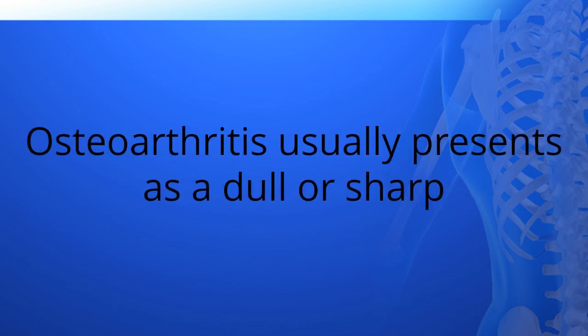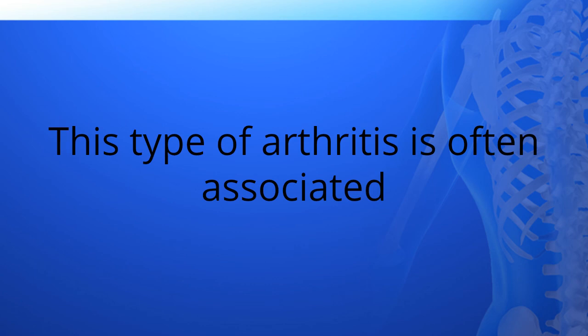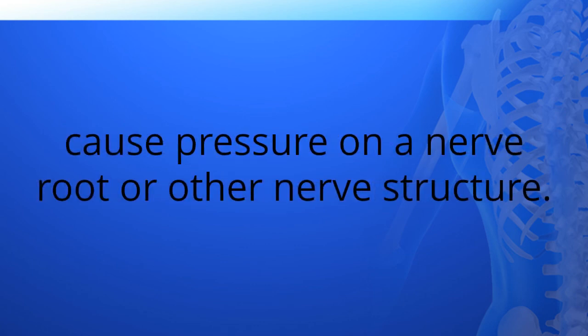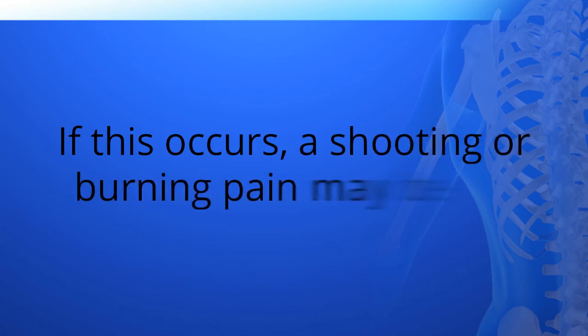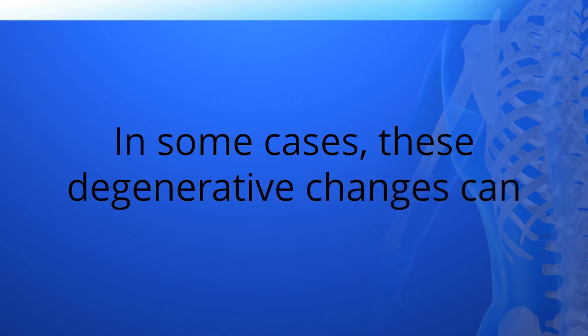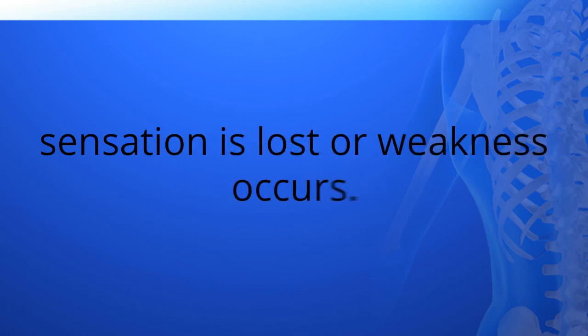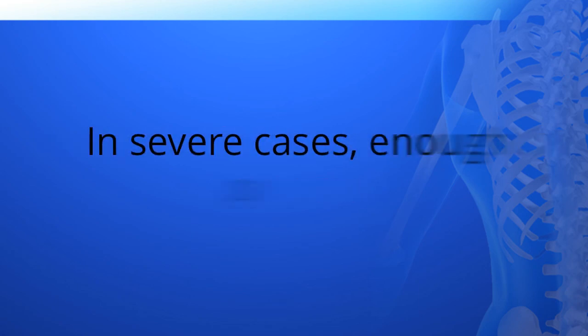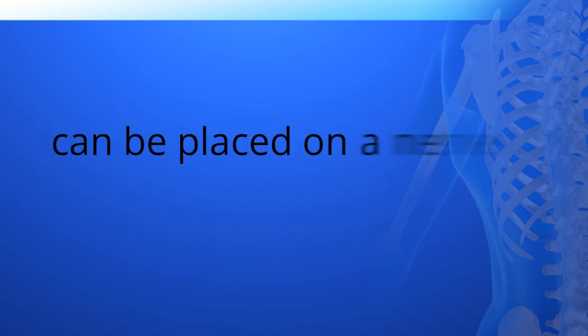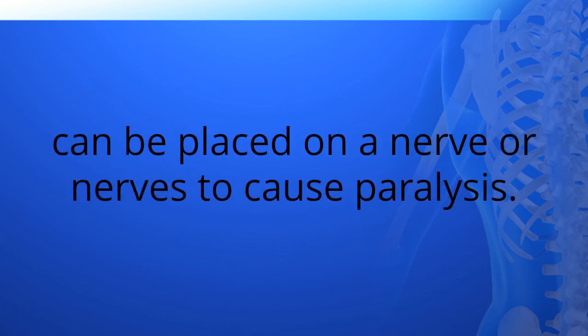Osteoarthritis usually presents as a dull or sharp pain at and around the signs of degeneration. This type of arthritis is often associated with bone spur formation. The degeneration of these bony spurs may cause pressure on the nerve root or other nerve structure. If this occurs, a shooting or burning pain may be felt. In some cases, these degenerative changes can place pressure on the nerve to the point that sensation is lost or weakness occurs. In severe cases, enough pressure can be placed on a nerve or nerves to cause paralysis.